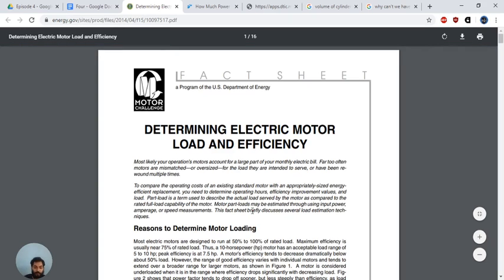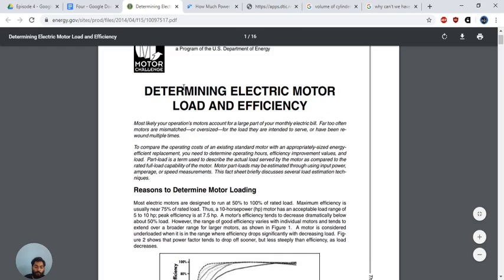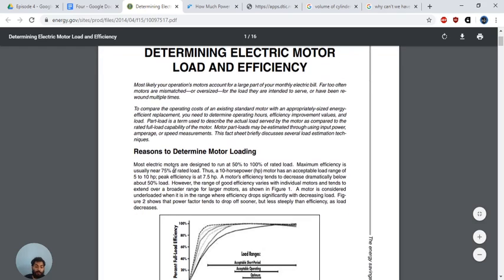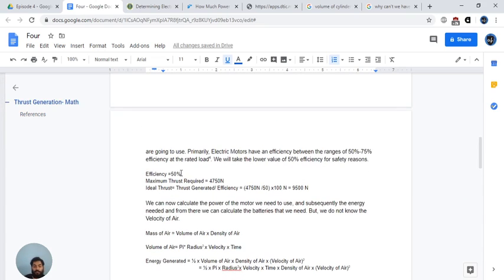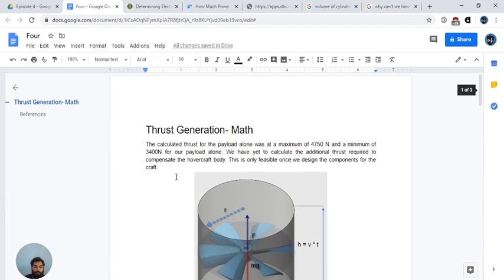According to the Department of Energy, any motor is good at 75% efficiency of rated load, but motors are designed to run at 50 to 100%. And me being me, I go for a higher factor of safety. I chose 50% efficiency. Trust me guys, when you're actually designing and operating it, you can control the amount of thrust, but you can't generate thrust of 4750 Newton if your thing only generates about 3400 Newton. You can't go above your maximum.